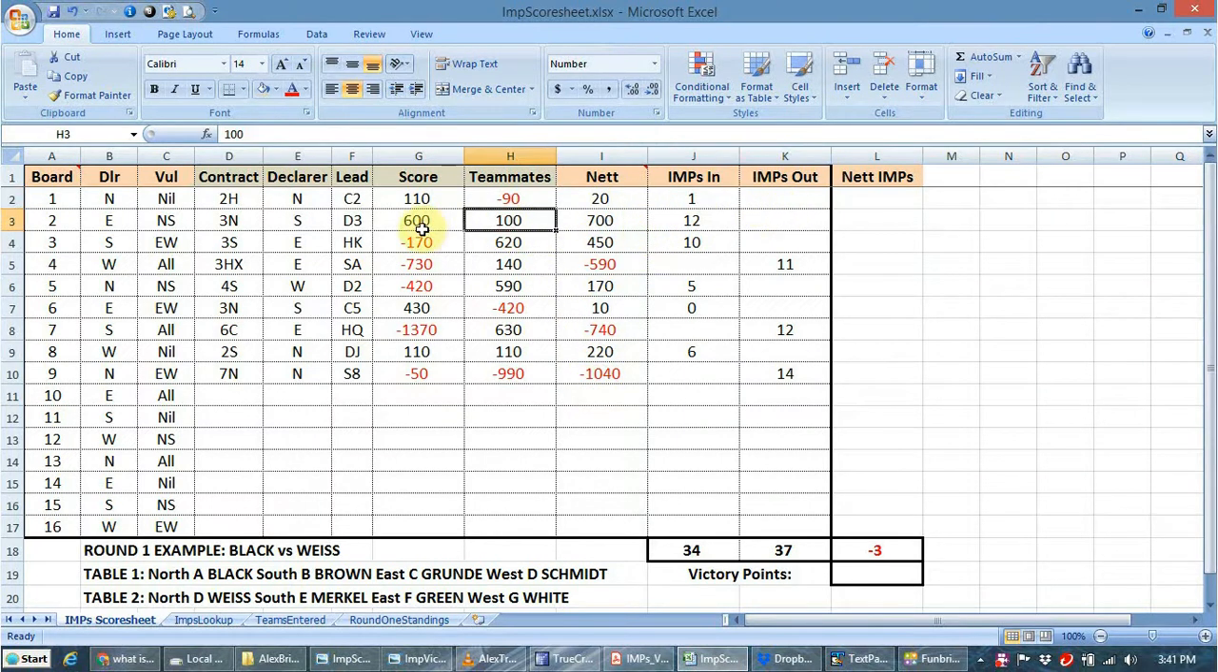Here you can see the importance of my partner pulling home this 3 no trump contract and going 1 off in a game contract at the other table. So it's really important to make your contract.